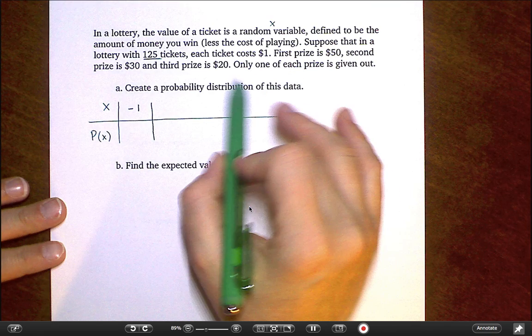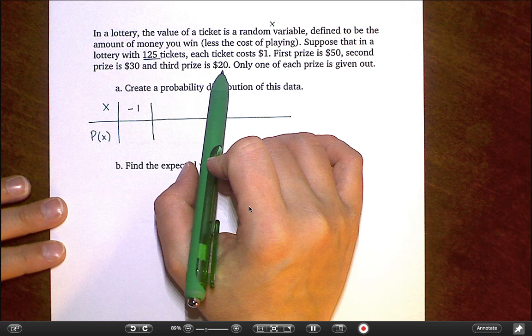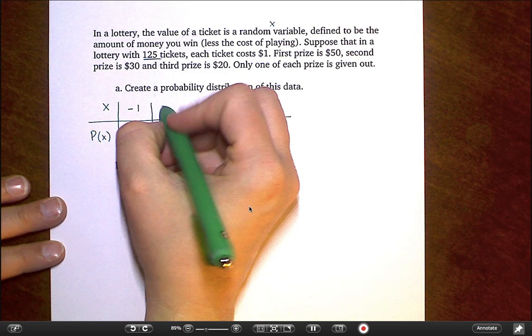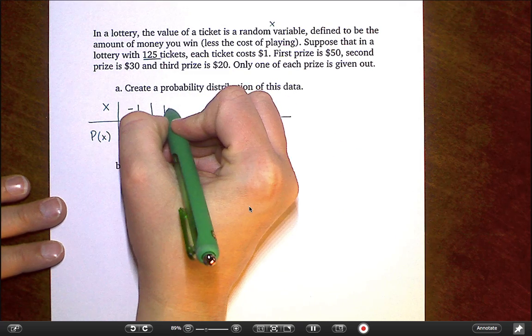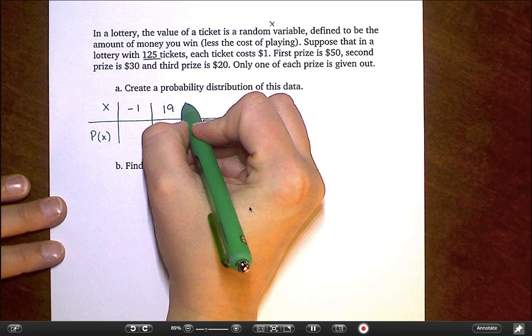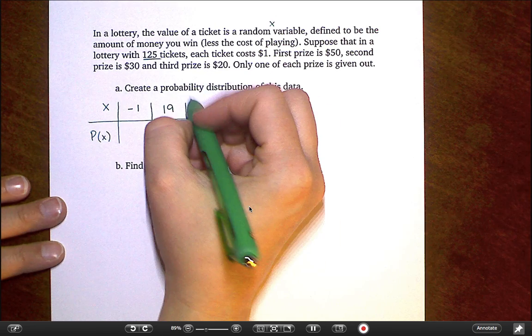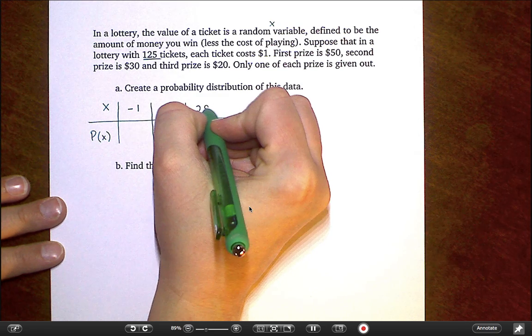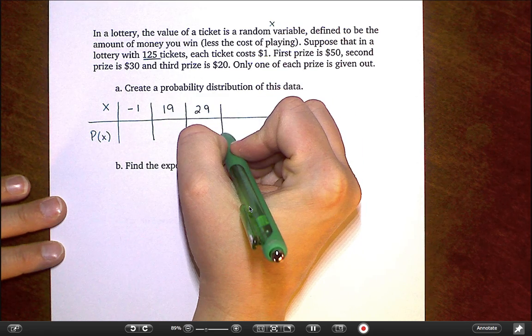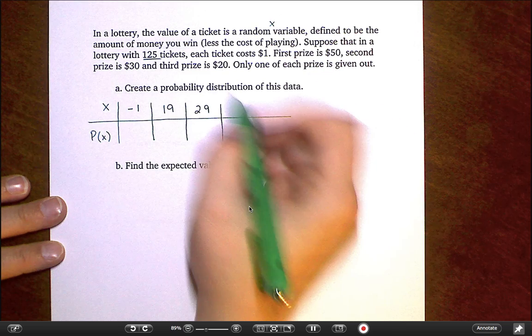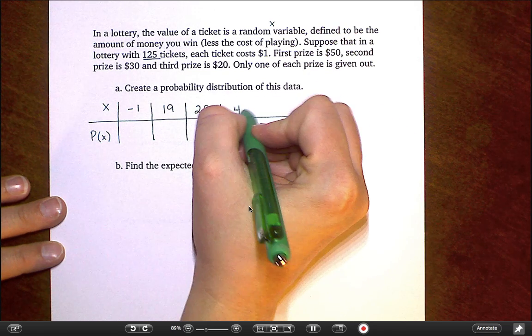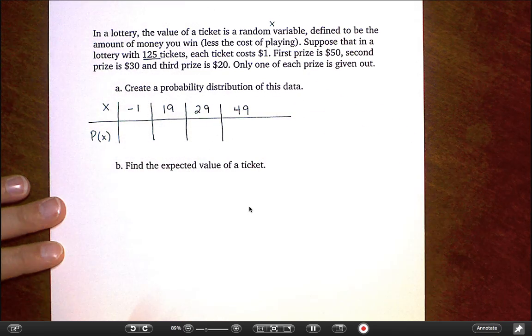If you win third prize, okay, you win $20, but you paid a dollar for the ticket. So technically you won $19, okay, because of the $1 you paid. The $30 ticket would actually be a winning of $29. And if you win first prize, that would actually be winnings of $49. Okay, I made my table a little too large there.